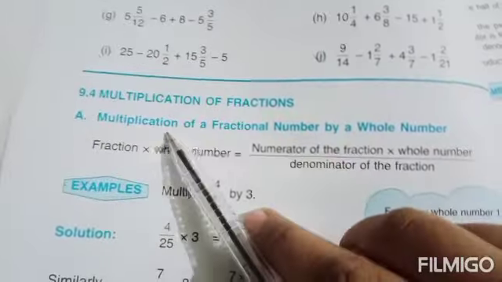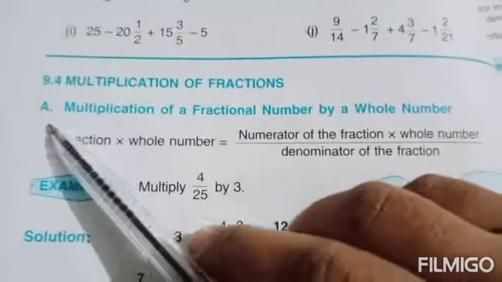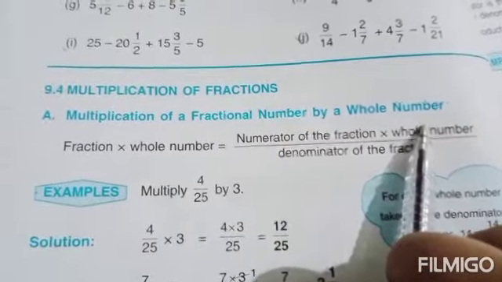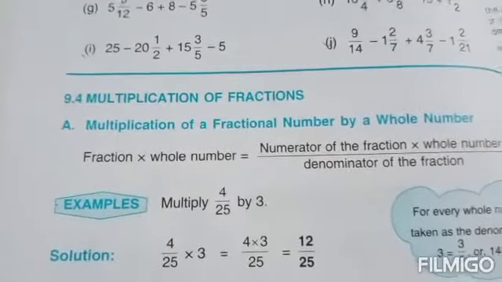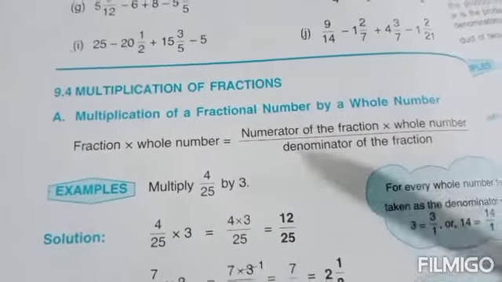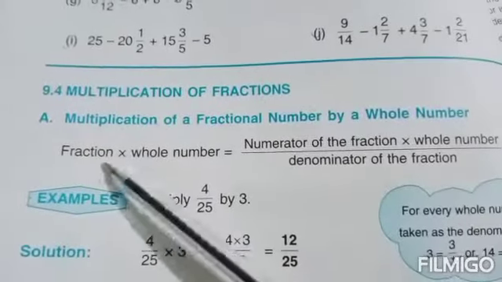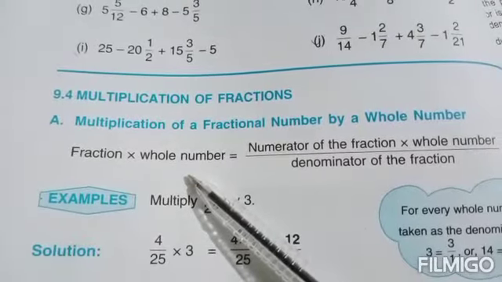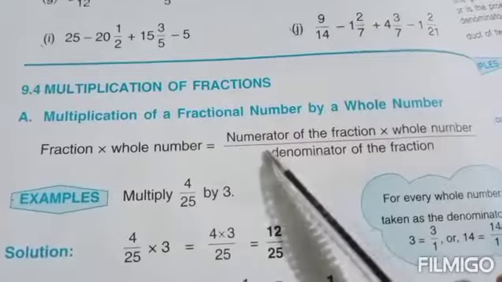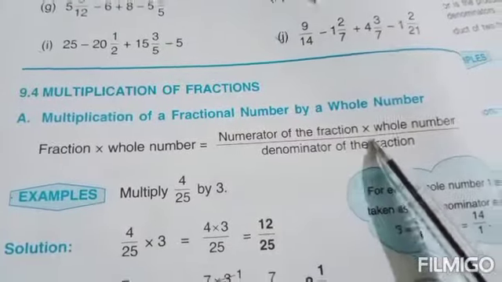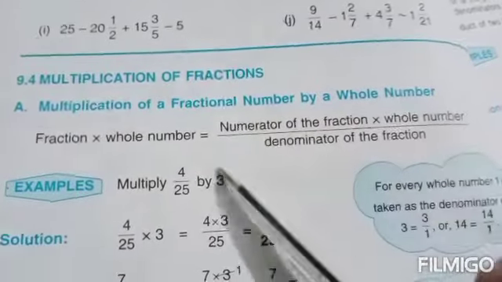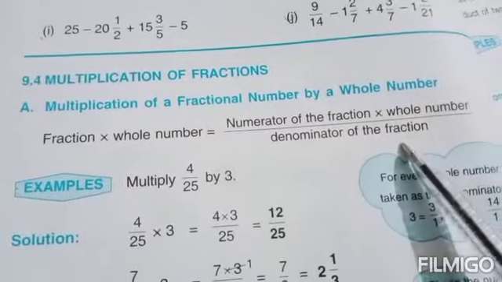Next topic, multiplication of fractions. A, multiplication of a fractional number by a whole number. That is, a fraction will be there, a whole number will be there, and you need to find the multiplication of those two numbers. So fraction into whole number, you can find the product by using this equation: the numerator of the fraction multiplied by the whole number, divided by the denominator of the fraction.